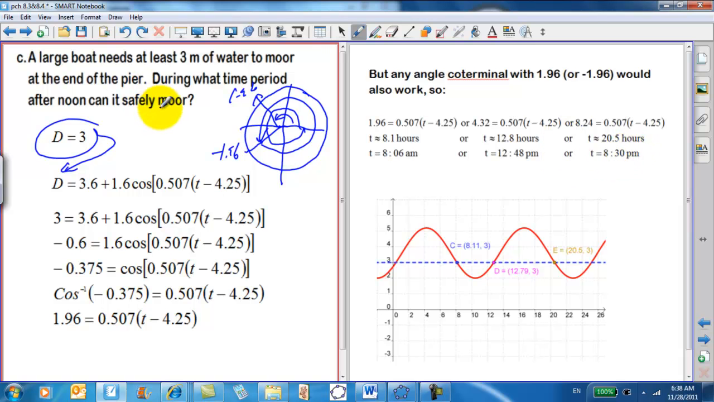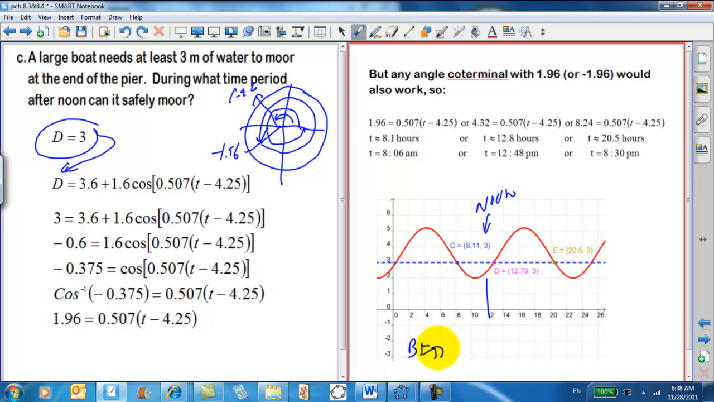We're interested in the time after noon that it can safely moor. So noon is right here. We're looking at these two answers, D and E. So when can it safely moor? You can see it's going to be above 3 in between these values, between 12:48 p.m. and 8:30 p.m. You have to subtract 12 from that to get from military time to normal time.